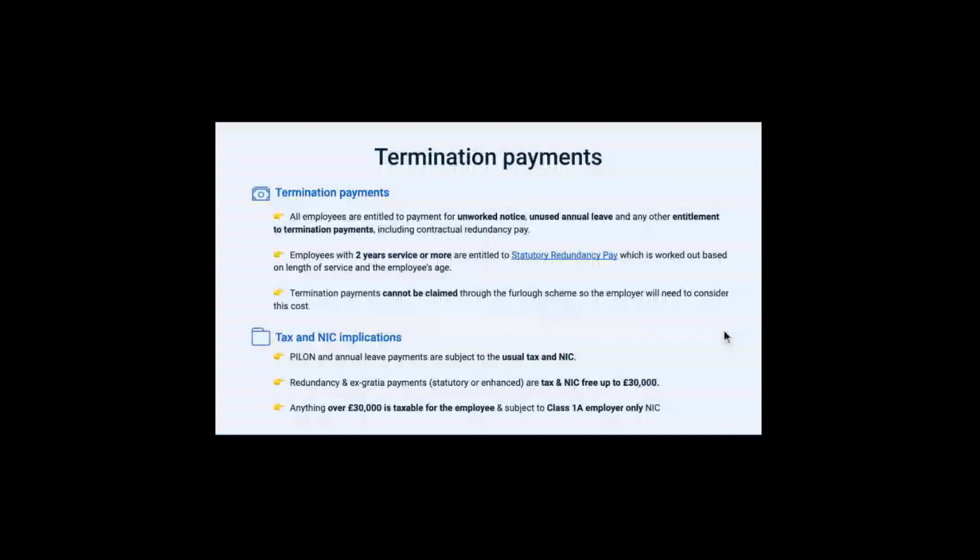Okay, now the last topic we're going to cover before I answer some of your questions is the topic of termination payments. When I say termination payments, I refer to anything that the employee is entitled to receive when their contract of employment comes to an end. This is things such as unworked notice, unused annual leave, and any other entitlement to termination payments, including contractual and statutory redundancy pay.